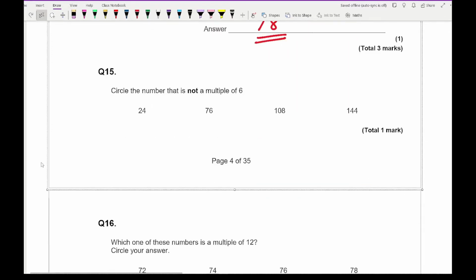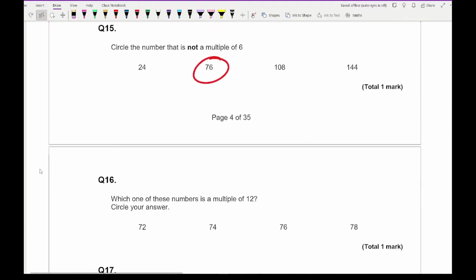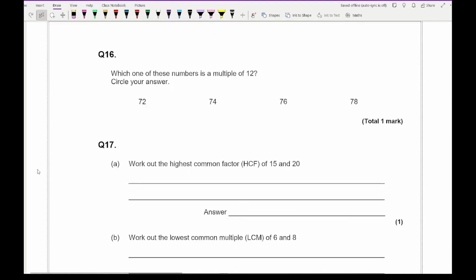Moving on to question 15, it says circle the number that is not a multiple of 6. So you're looking for which of these numbers does not appear in the 6 times tables. And the correct answer you should have is 76. And again, if you're ever unsure, you can just simply type into your calculator and see which one gives you a decimal answer or fraction, depending on what calculator you've got.